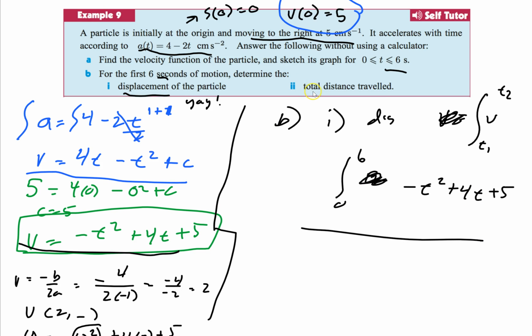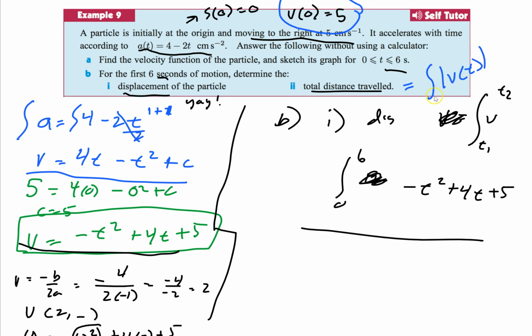Let's talk about total distance traveled. That's the annoying one. Actually, I just looked it up, and I was wrong. Displacement's not on your formula sheet, you just have to know that one. Total distance traveled is on your formula sheet though. So you look at your formula sheet, it would say this.